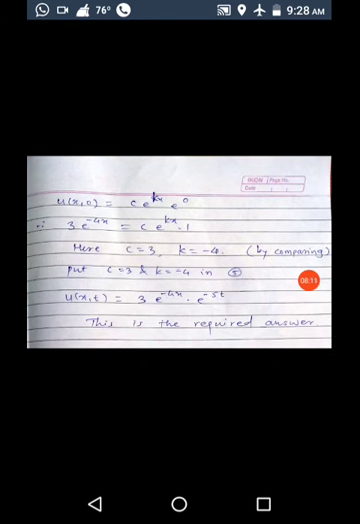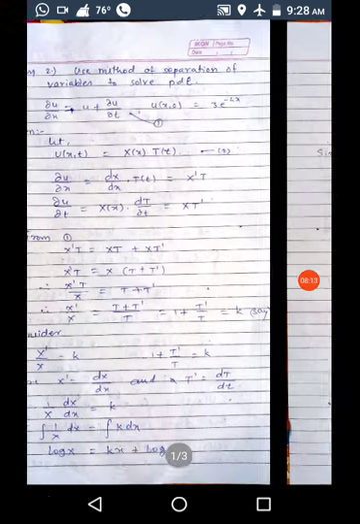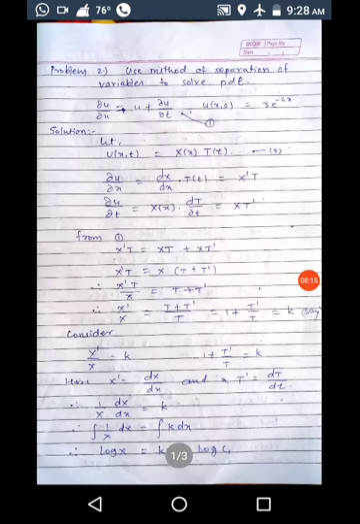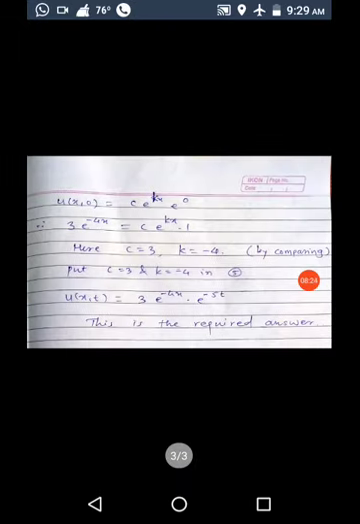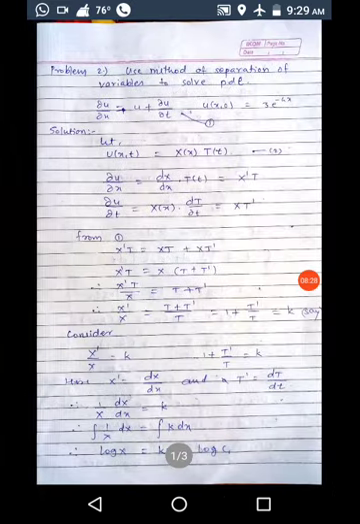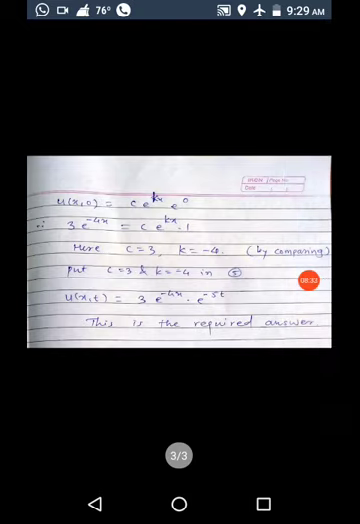So our problem was to use the method of separation of variables to solve the partial differential equation along with the initial condition. So u(x, t) equal to 3 times e^(-4x) into e^(-5t) is the required solution for this problem. Okay, along with this we are going to stop here.